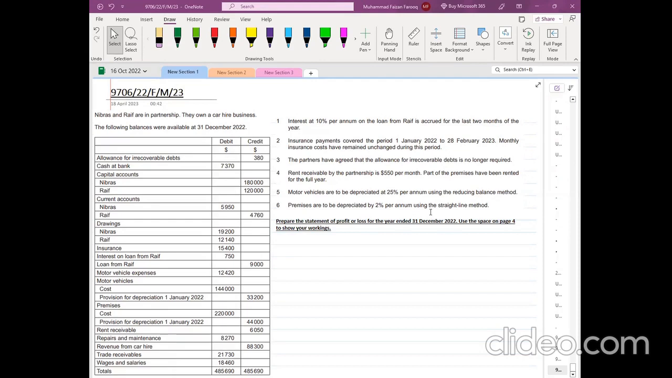This is a very comprehensive question of partnership, which is covering all the topics: income statement, then appropriation account, then current account, and then some theory. So it's a good question. First of all, income statement.